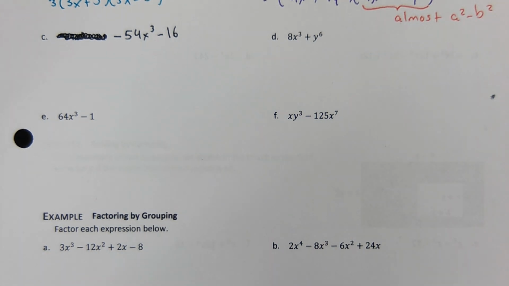Our first job is always look for GCFs. This one has one. What is it? Who could tell me something they have in common? Nobody? You all afraid to talk to me? Max? 8 does go into 16, but it does not go into 54. 8 goes into 56. Okay, so it's not going to be 8. It's 2, almost.